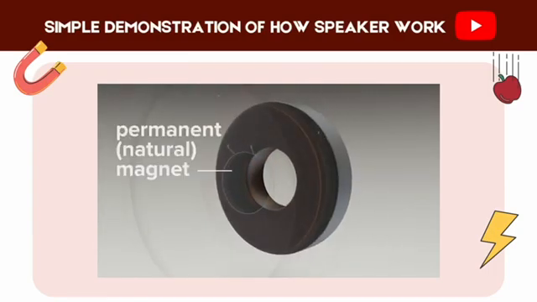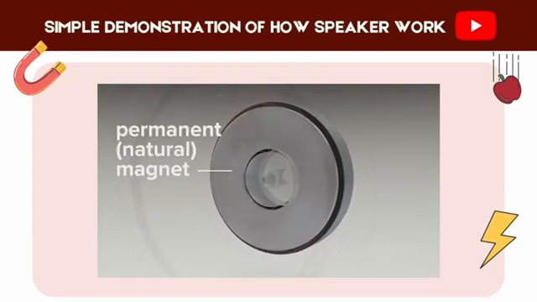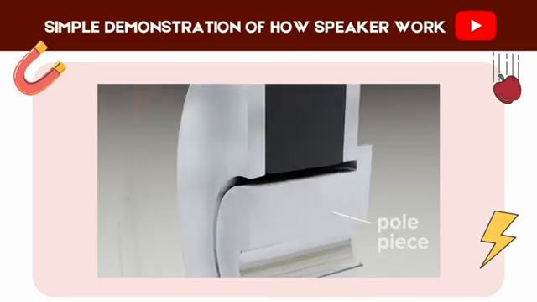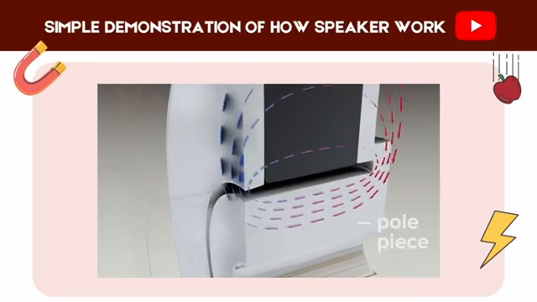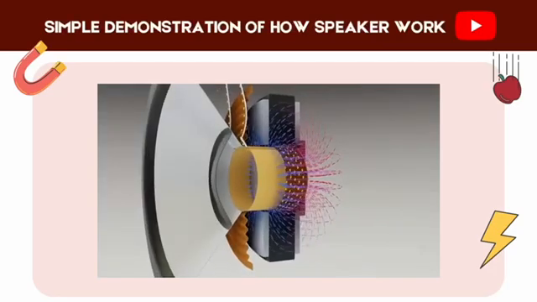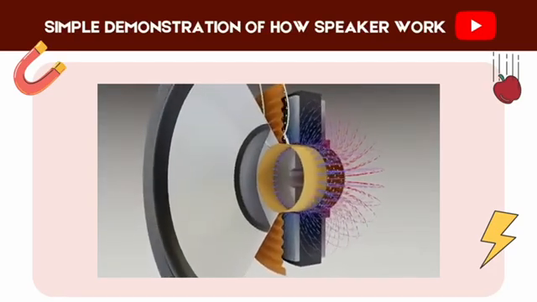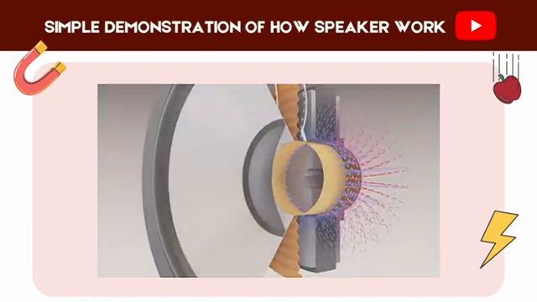A large permanent magnet, or natural magnet, surrounds the voice coil. This magnet has a top plate and a backing plate with a pole piece through the center to focus the magnet's field through the gap. An intricate electrical signal flows through the voice coil windings, causing it to move back and forth as its magnetic field pushes and pulls against that of the permanent magnet.